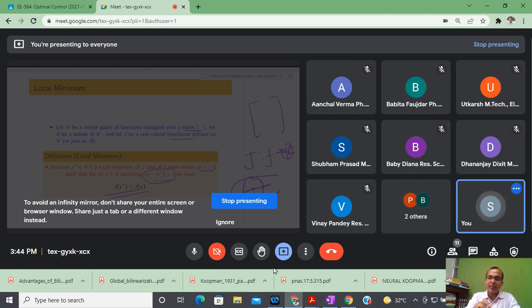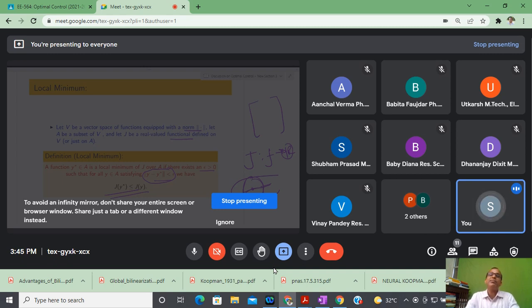First, I have to identify the space carefully. Identifying a space carefully means I have to see the regularity condition on the functions. After that I have to define nearness, and for that I need a norm. I have several choices of norm, so any one choice is okay, but you have to make sure that whatever space you are going to consider is a Banach space.